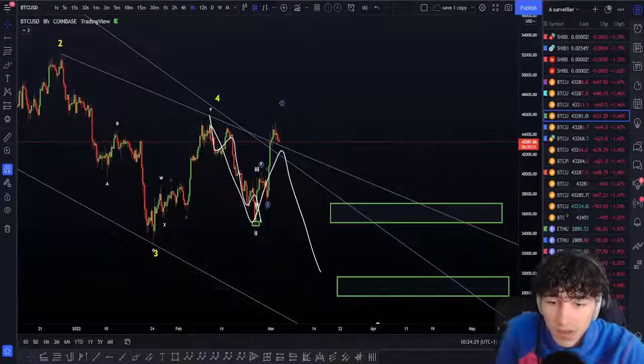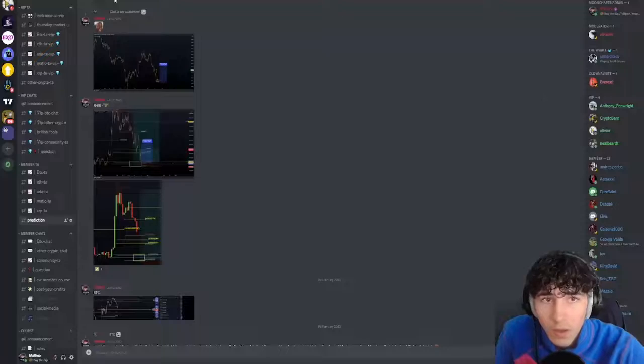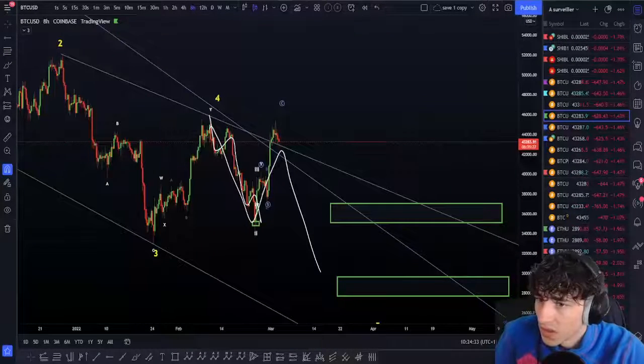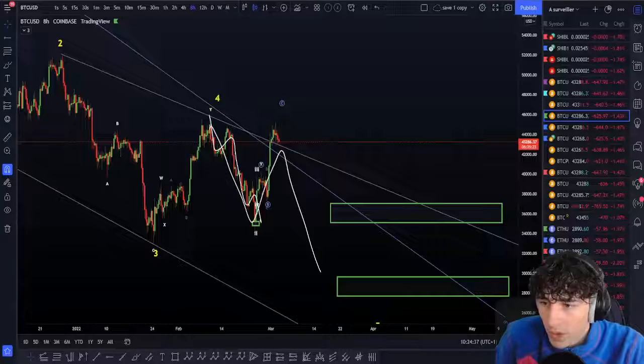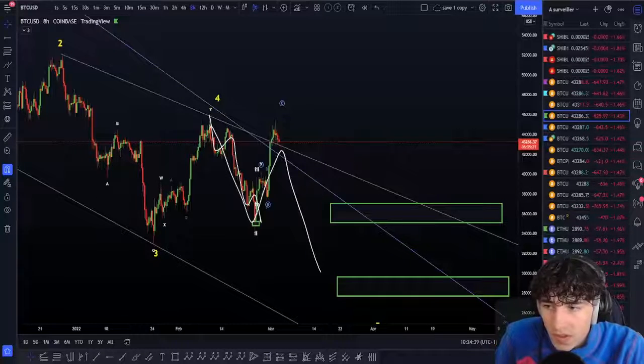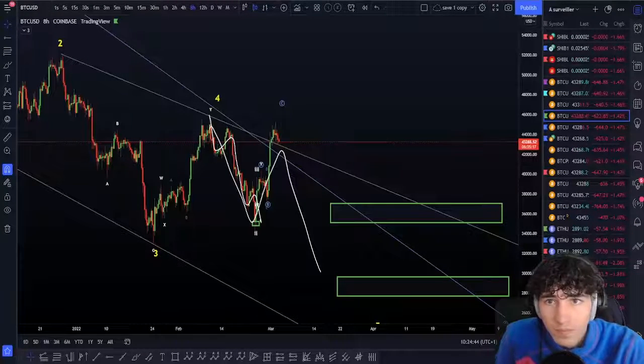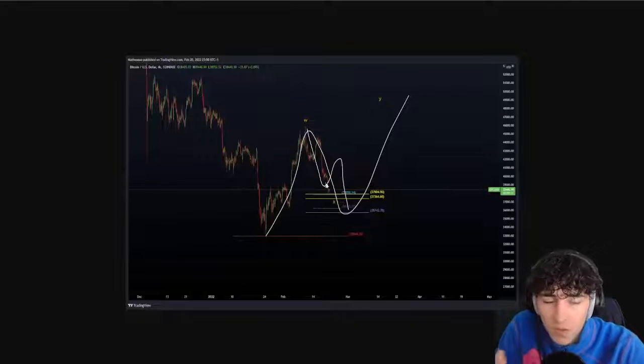What was this something else? Wait, I just have to find that in the Bitcoin analysis channels here, VIP1. What was the other one planned? I mean, there are a lot of other scenarios. I'm not saying that we are in this one. We can possibly be in some other patterns here.